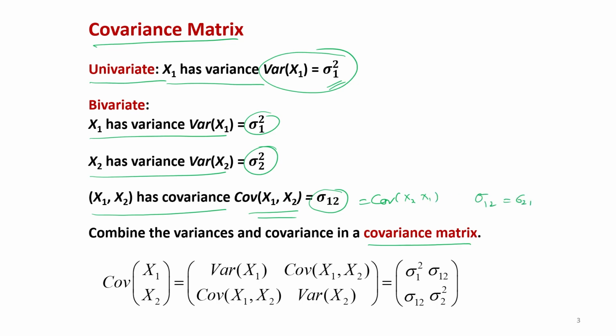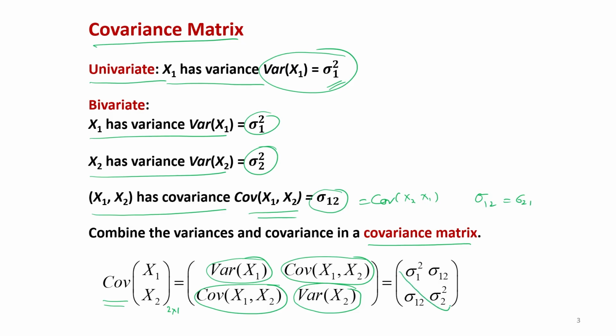The next question is how do we arrange them in the form of a matrix. Here x1 and x2 is a 2 cross 1 vector. So when we write the covariance of this vector x1, x2, on the diagonal elements we have the variances. The first diagonal element will be the variance of x1, and the second diagonal element the variance of x2. Then on the off diagonal elements there will be the covariances between x1 and x2 and x2 and x1, which is the same as the covariance of x1, x2. So this is represented here like this.